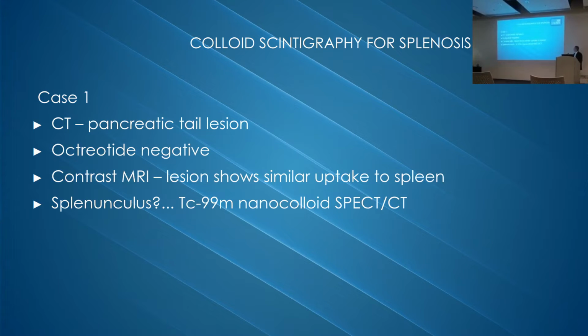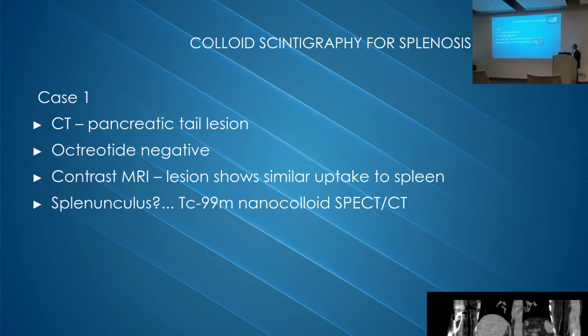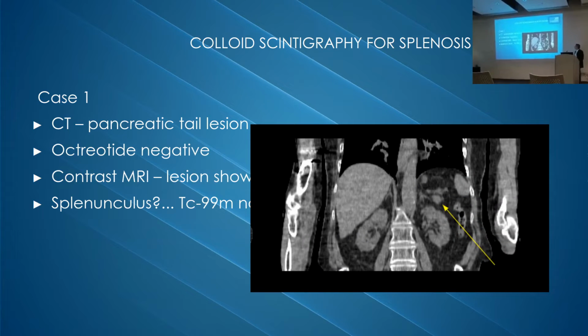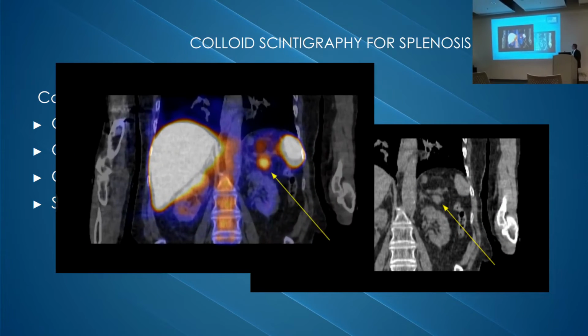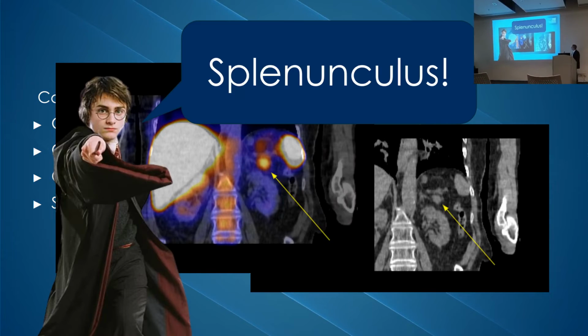Here's our first case. This is a fairly typical referral. We've got a CT scan with a pancreatic tail lesion. Now the initial suspicion was neuroendocrine tumour. You can see I've said it's octreotide negative. And they've gone on for MRI, and the lesion looks similar to the spleen, so we image with nanocolloid, and we'll do SPECT CT about half an hour after 200 megabecquerels IV injection of nanocolloid. And here's the CT. There's what it looks like with the SPECT CT fusion. So the arrow indicates uptake of nanocolloid.